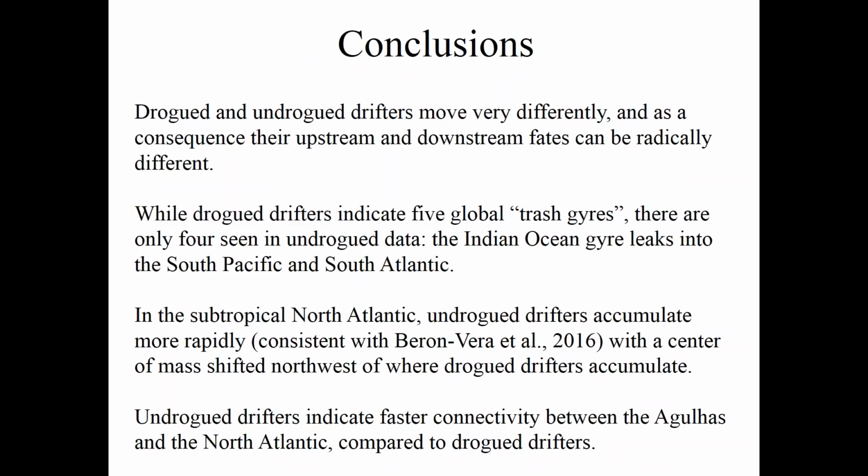So that brings me to my conclusions. Drogued and undrogued drifters move very differently. As a consequence, their upstream and downstream fates can be radically different, and we have to take that into consideration and see which one is most appropriate to the problem at hand. For quite a while, undrogued drifter data were sort of treated as noise, as trash that were discarded. People tended to just want the drogued drifter data and basically use that subset of the data to look at things like how water is moving around in the ocean.